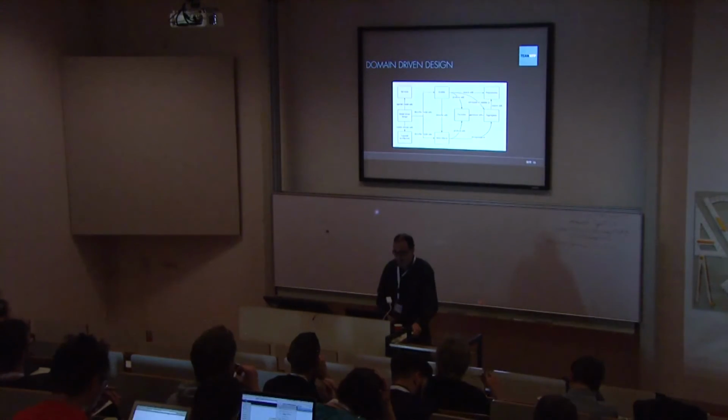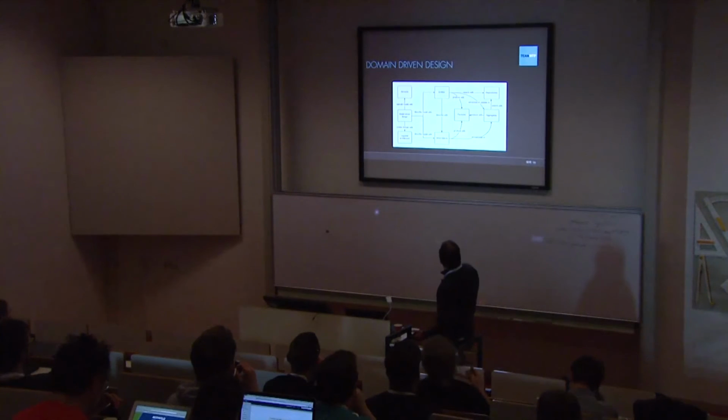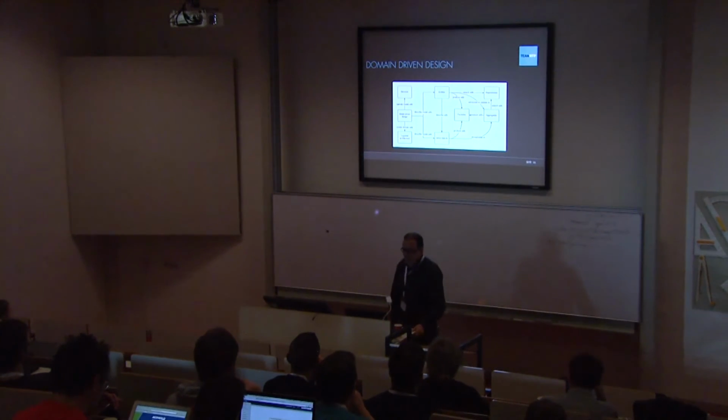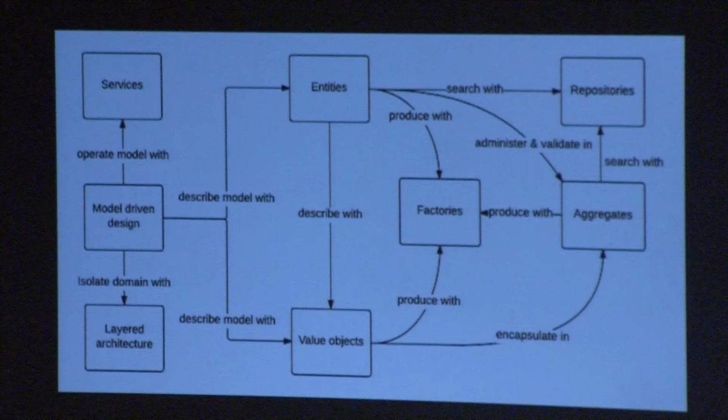So here I have this also. I hope you can see it, this is big enough. A diagram of domain-driven design. Here it says also model-driven design. You have the model of your business. Then you have your entities. The model describes your entities and your value objects. They are produced with factories, and the value objects are also encapsulated in aggregates, and you search with repositories.